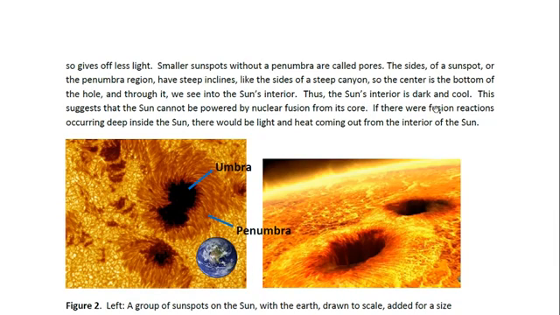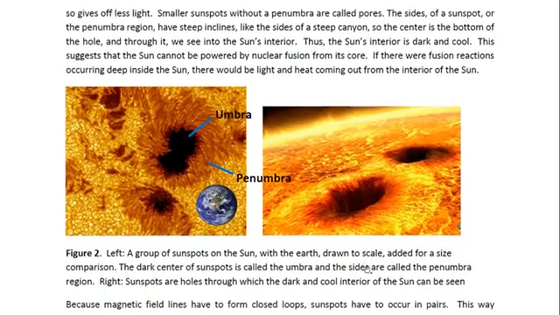Now, because the sun's interior is therefore dark and cool, we cannot have that the sun is powered by nuclear fusion from its core. Because if there were fusion reactions occurring deep inside the sun, there would be light and heat coming out from the interior of the sun, and so these sunspots would not be dark. We would see light in the interior.